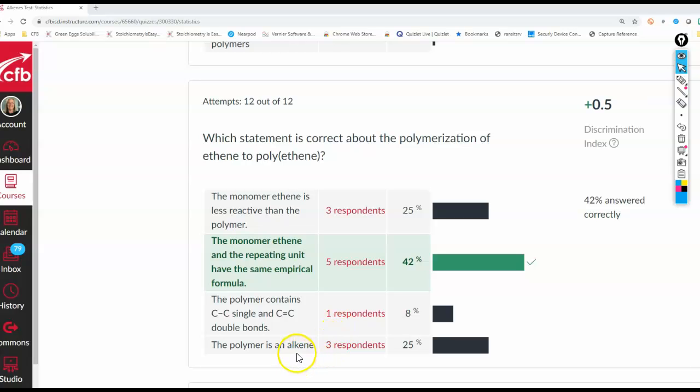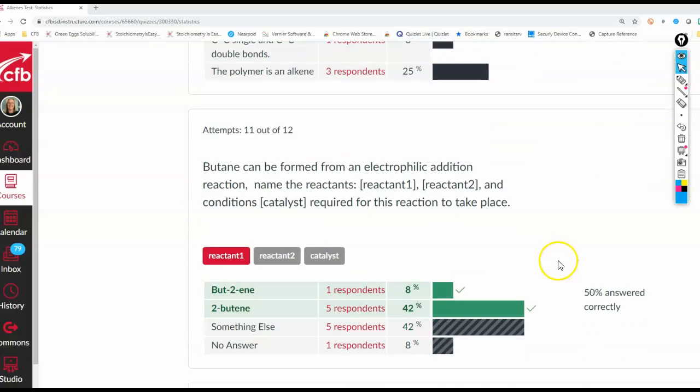The polymer is an alkene. No, the polymer is not an alkene. It has had its double bond broken. And the monomer ethene is less reactive than the polymer. No, because of those pi bonded electrons, it is more reactive. Okay, so we go on.